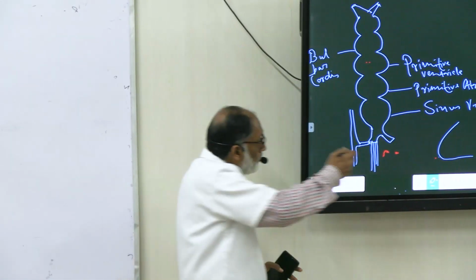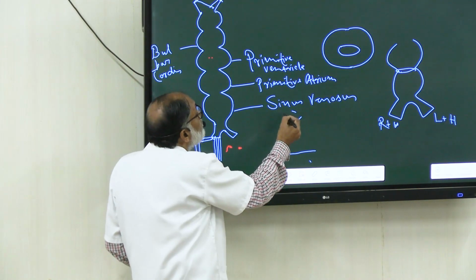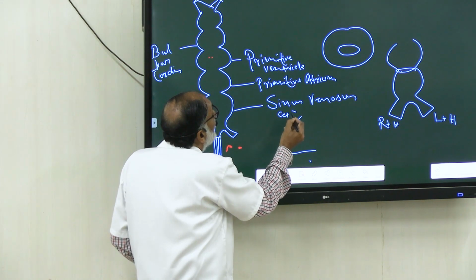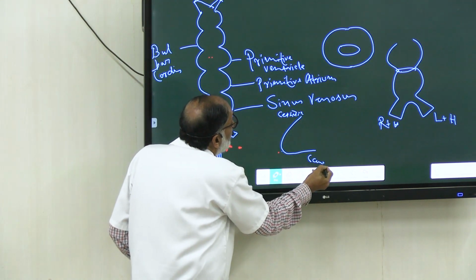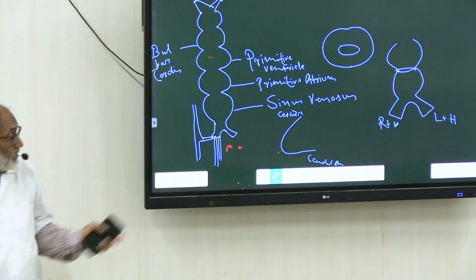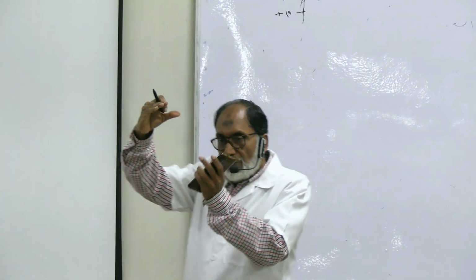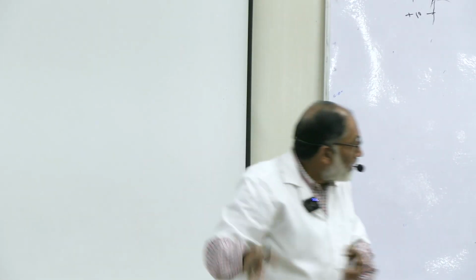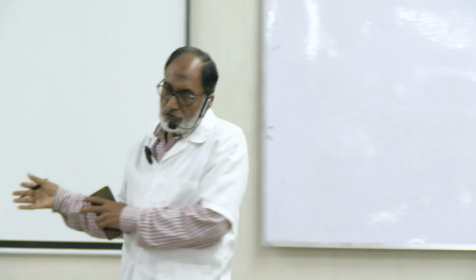It has two arms, this arm and this arm. It is the cephalic arm. This is the caudal arm. The cephalic arm is occupied by primitive ventricle plus bulbus cordis and truncus arteriosus, and the caudal limb is occupied by primitive atrium and sinus venosus. Right?